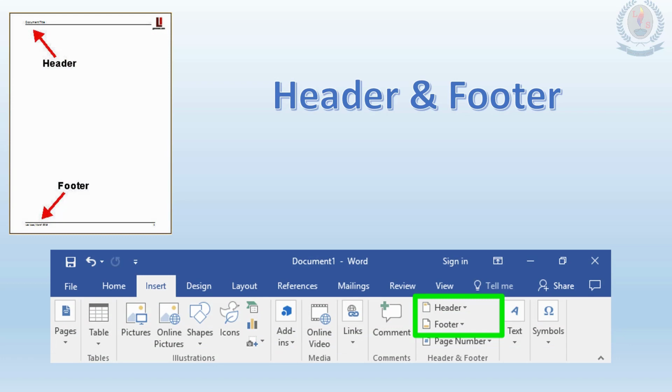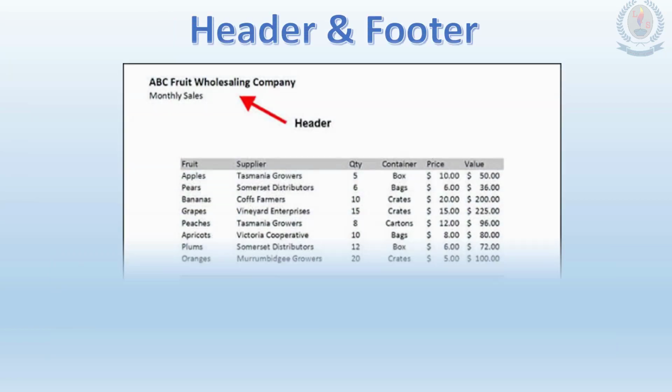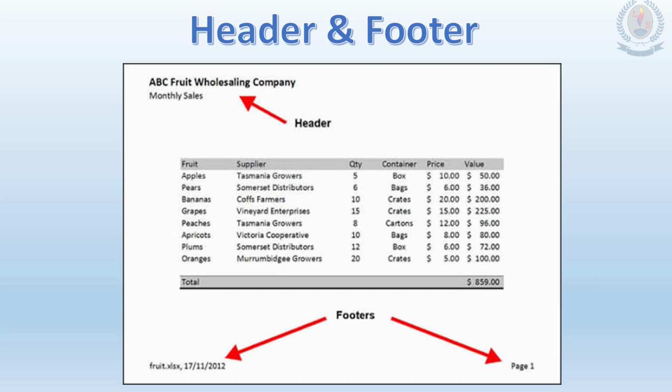Header and footer. Header means, as shown in the picture, that is where you apply page numbers, date or whatever topics you need, right? How do you insert that? Again, you can go to the insert tab, then there you can find header and footer. You can insert header and footer from the insert tab. So this is an example for headers and footers. In the upper part, it says in the header ABC Fruit Wholesaling Company, and in the footer part, it says the page number and the date.